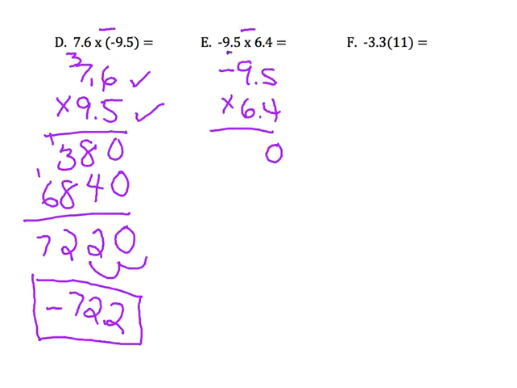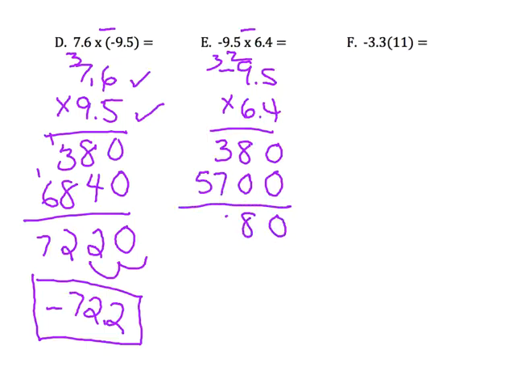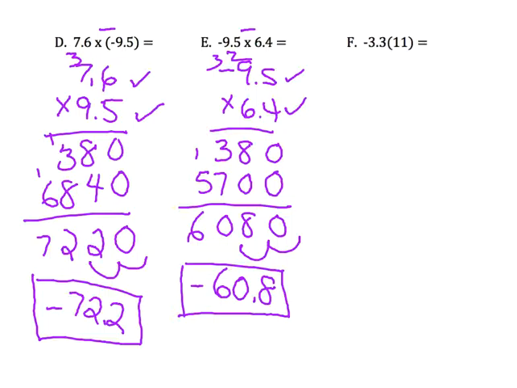5 times 4 is 20, carry 2. 9 times 4 is 36, plus 2 is 38. 5 times 6 is 30, carry 3. 9 times 6 is 54, plus 3 is 57. 0, 8, 10, 6, 1, 2 decimal places, negative 60.8. One last example. Negative 3.3 and 11. Answer is going to be negative.